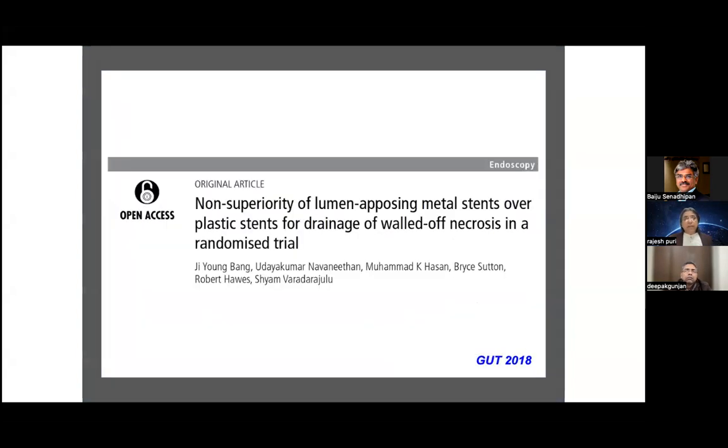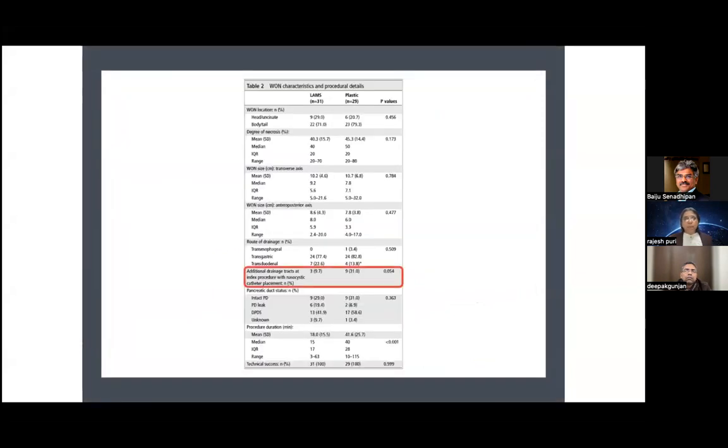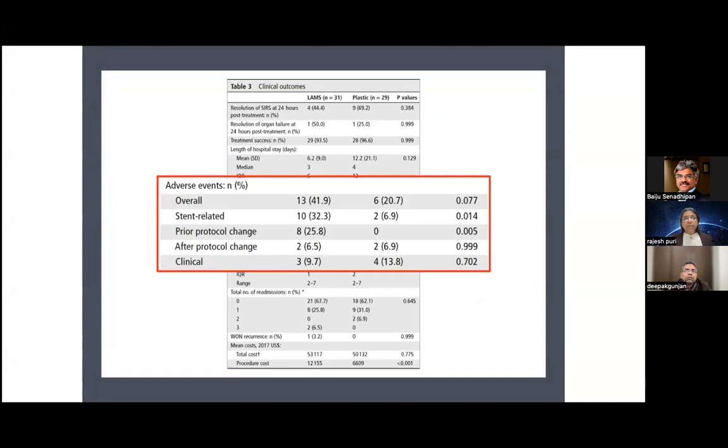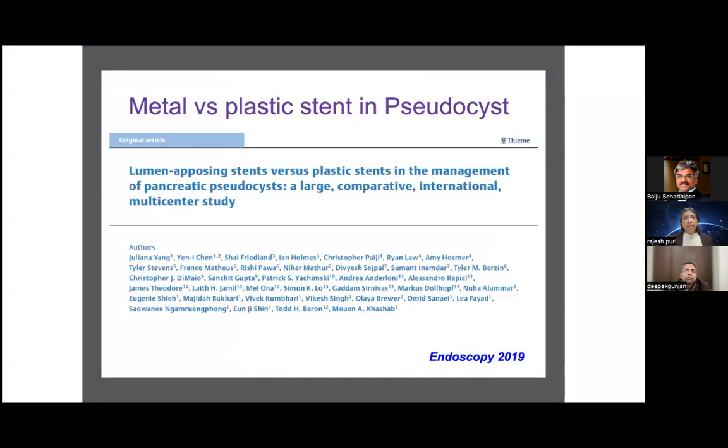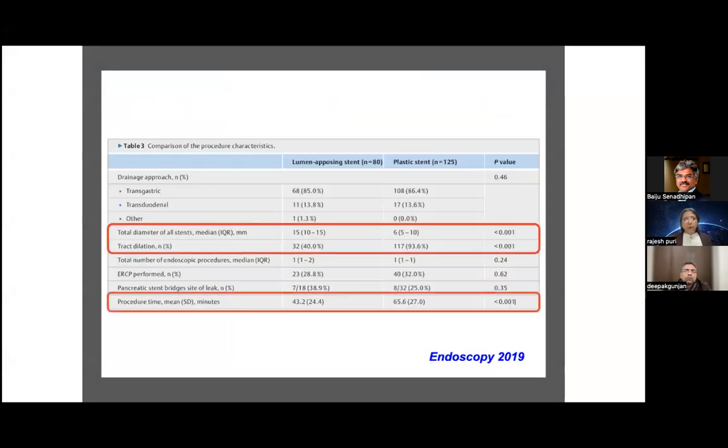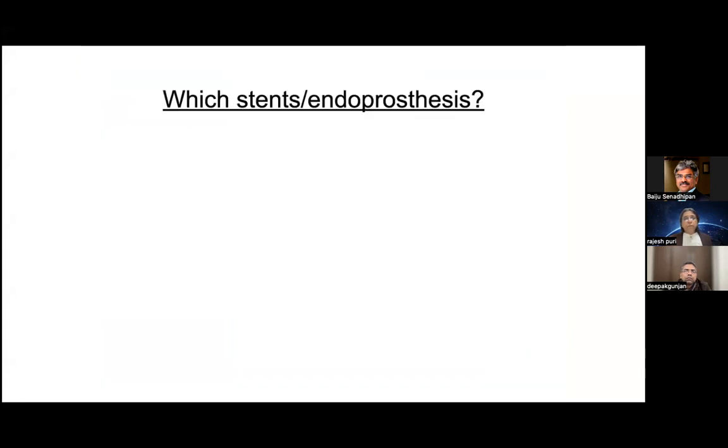But this study has changed the concept, from the Bang group, Gut 2018, and what they have shown is that the additional drainage is less in the metal group, but the stent-related complications were more in the metal stent group in comparison to plastic, and they were the proponents of the plastic stent. But recently the concept came: if you're putting a metal stent, try to remove it within 3 weeks. Then the stent-related complications are less, and if required, you can change the metal stent to a plastic stent. So that is important.